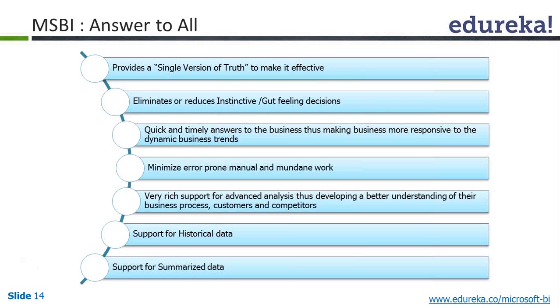So MSBI is the one-stop solution for everything. If you can see these slides, what MSBI can give: it provides a single version of the truth. So what is the meaning of single version of the truth? Example, if you have several systems in the organization, and one of the systems tells you that profit for Johnson and Johnson products in India is $1 billion this year, but some other system tells you that no, it's not 1 billion, it is 1.1 billion. Then who is correct?